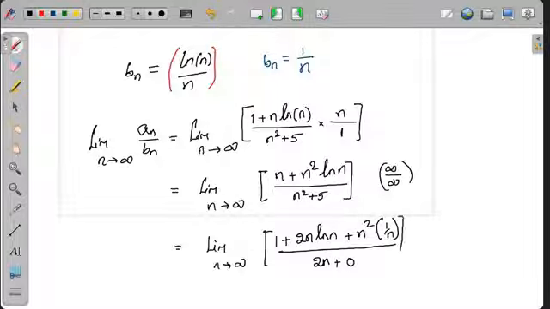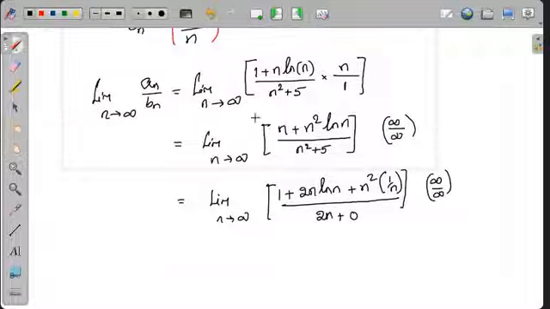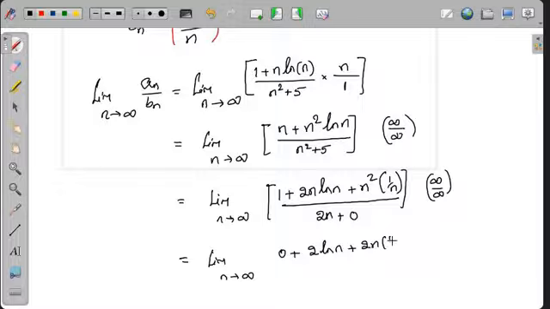Okay, even now it is looking like infinite over infinite form, so let's try to apply it one more time. So when you apply it one more time, limit n goes to infinite, you'll get 0 plus 2 ln n plus 2n times 1 by n, and here n square by n will cancel, so you'll have only n, the derivative of n is 1, whereas in the denominator we will have 2.